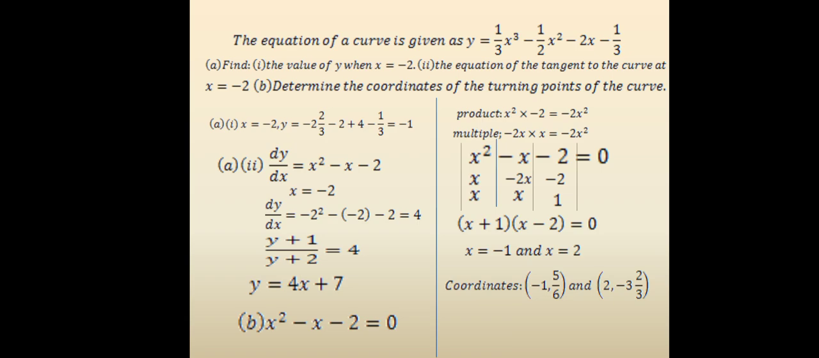The equation of a curve is given as y equals a third x cubed minus a half x squared minus 2x minus a third. A. Find 1. The value of y when x equals negative 2. 2. The equation of the tangent to the curve at x equals negative 2. B. Determine the coordinates of the turning points of the curve.